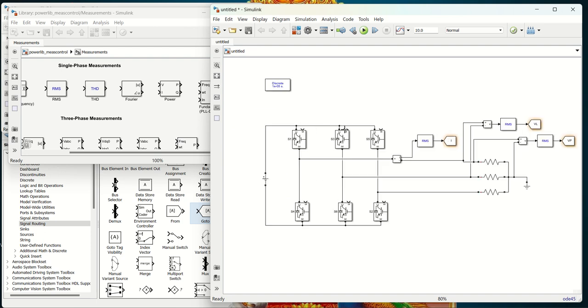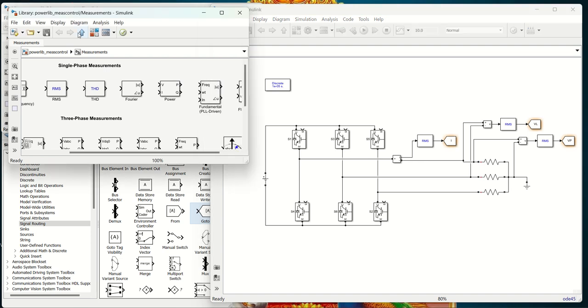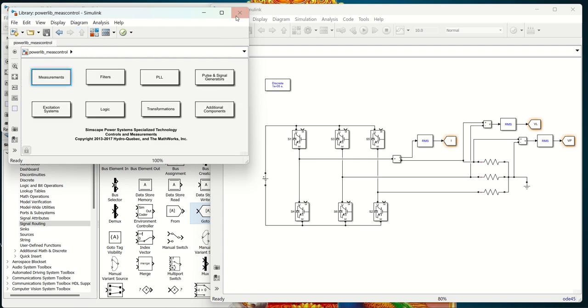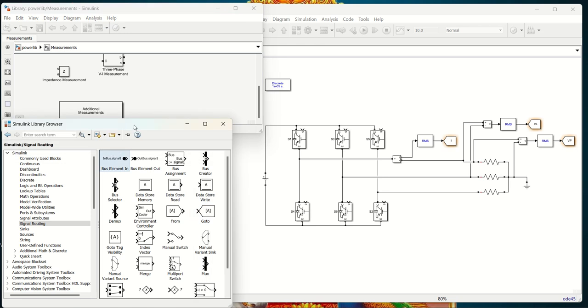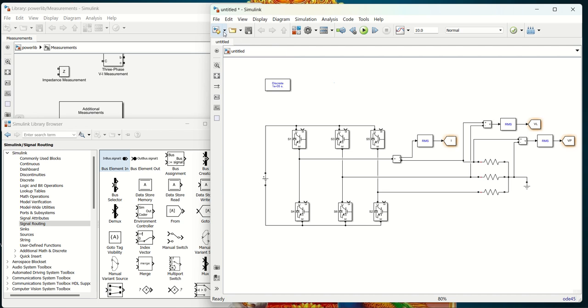Now we want to give the gating pulses. For these gating pulses we will use sinusoidal pulse width modulation. For that we need a sine signal. Before going directly there, first I want to check my sinusoidal signals.